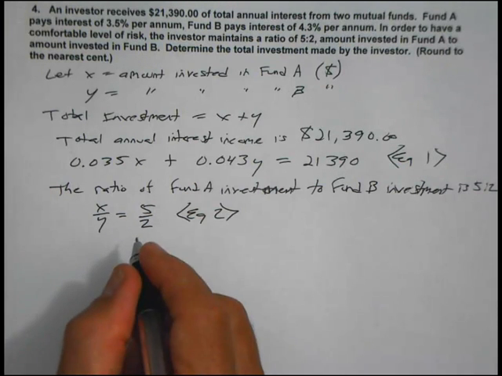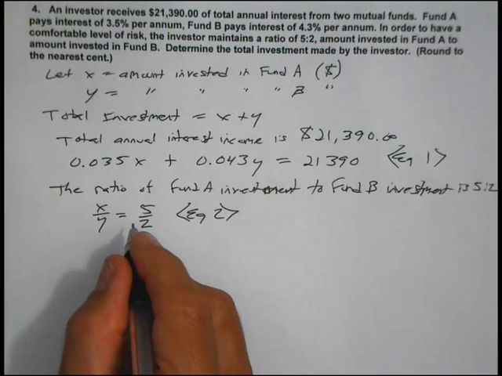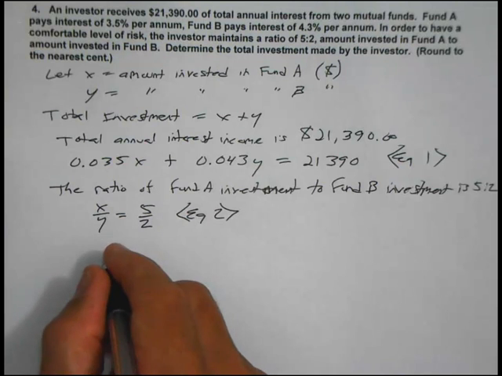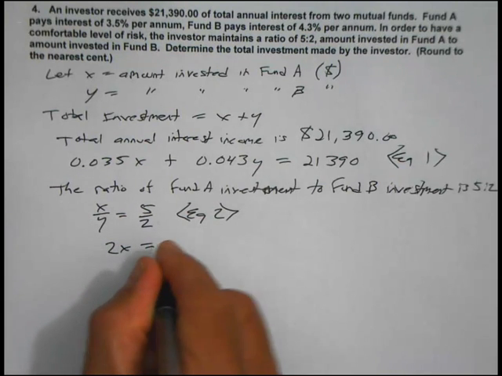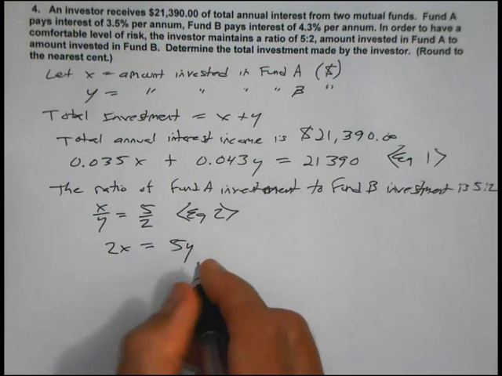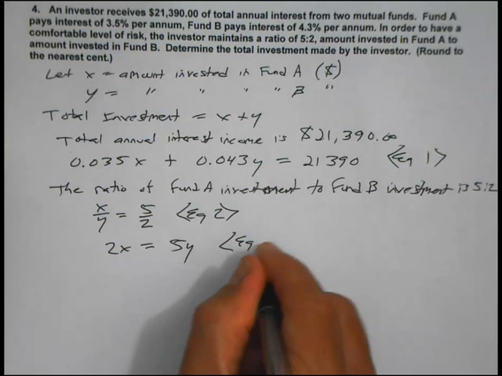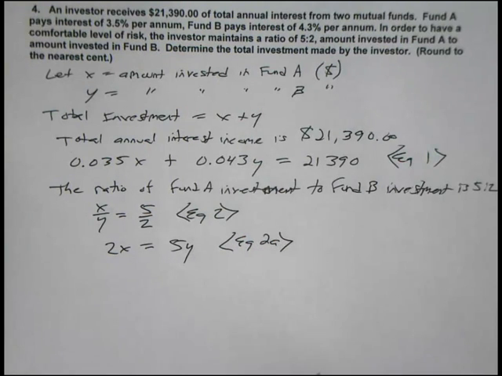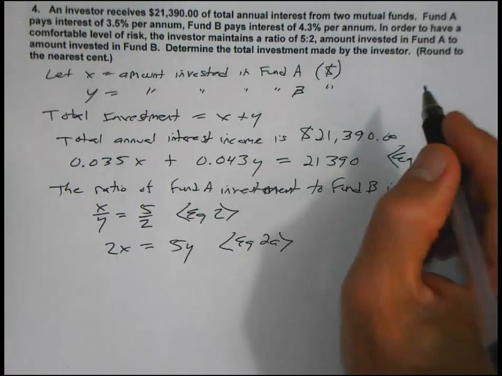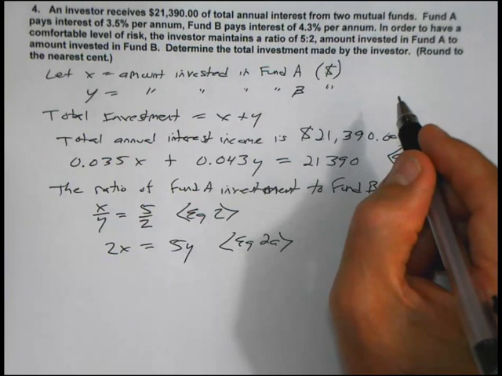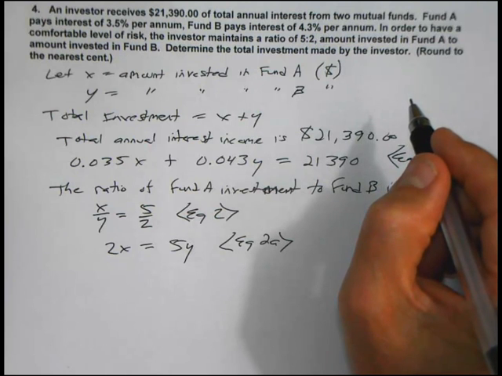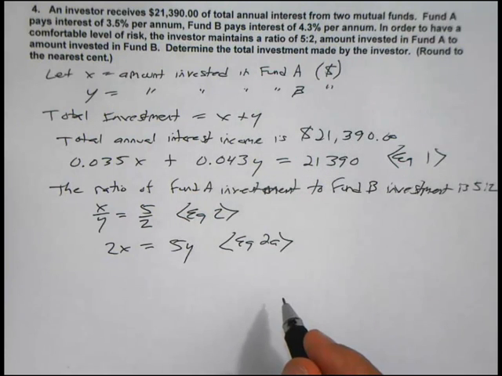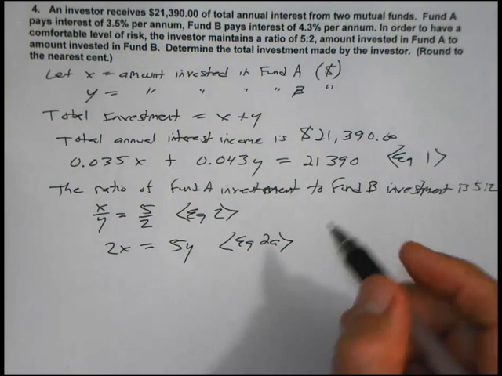Here, maybe to make this look a little nicer, equate cross multiples. 2x equals 5y, perhaps. Alright, equation 2a. Let's see. Is there any more information in the problem we should account for? No, that looks about it.